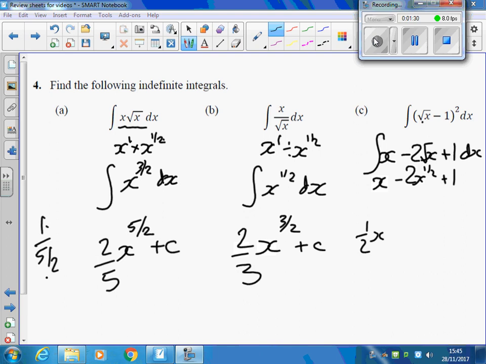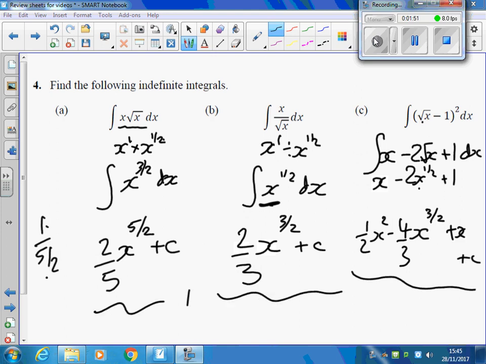So the x goes to a half x squared. This one here, so we just did that in the last one here, didn't we? So the power's going to go up to 3 over 2, and I'm going to times by 2/3. There's already a 2 there. 2 times 2 makes 4/3. And we've got an x there and a plus c. So there are all my answers there.